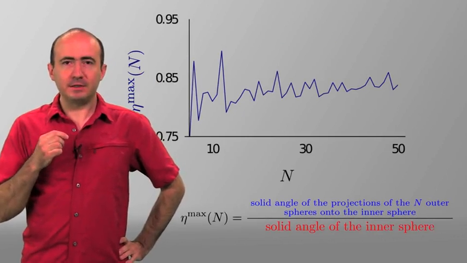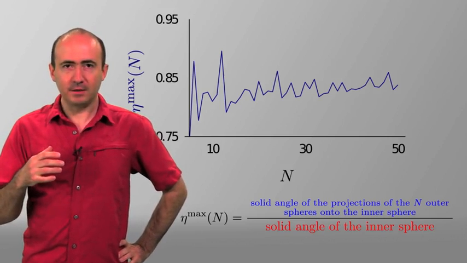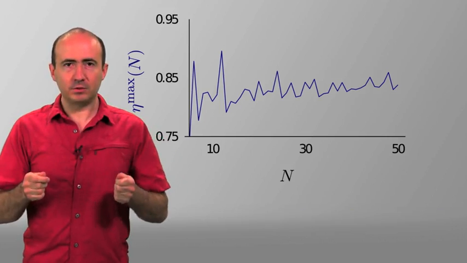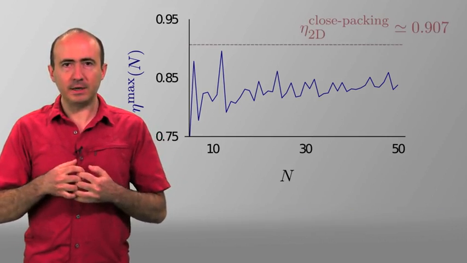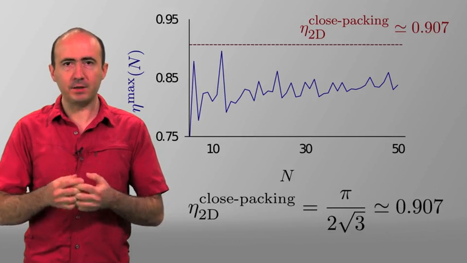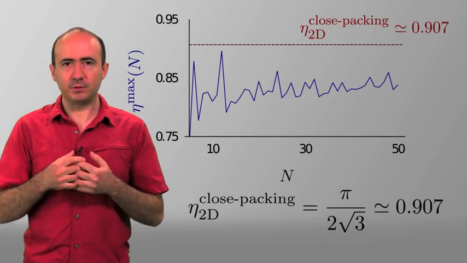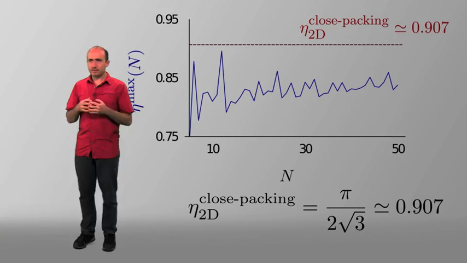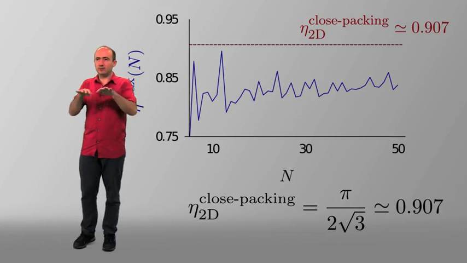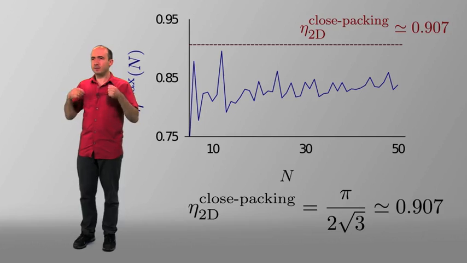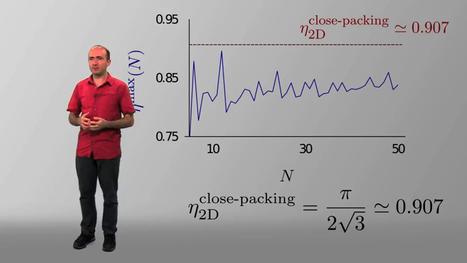You observe that eta max grows slowly with n, but it seems that it does not go to the value eta cloth packing equals pi over 2 square root of 3, which is the maximal density for the cloth packing in 2 dimensions. However, we would expect to reach this asymptotics since a lot of small disks on a sphere would feel like living in a 2-dimensional plane and thus adopt the hexagonal ordering.